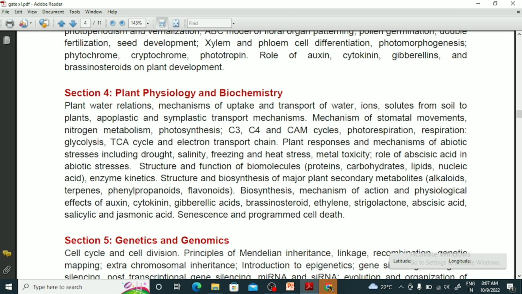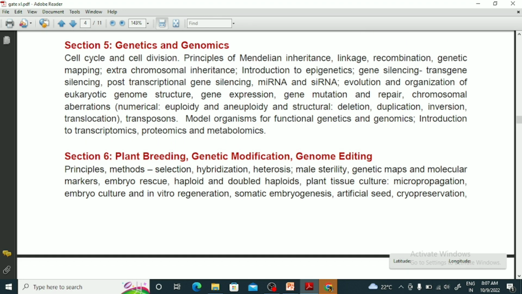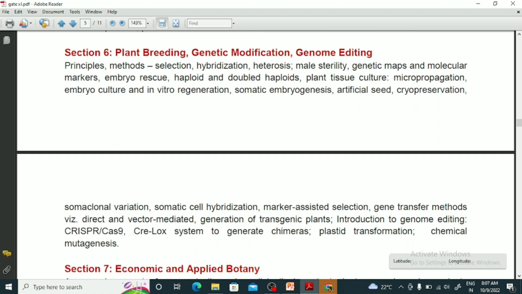We also have the structure and the functions of the biomolecules like the proteins, carbohydrates, lipids. Then section 5 is related to genetics and genomics, where we go into the complete genomic area, understanding about linkage, recombination, genetic mapping, etc. Then we have plant breeding and genetic modifications. Understanding the same, we have to focus upon the Cre-loxP system, gene transfer methods like the Agrobacterium mediated gene transformation.